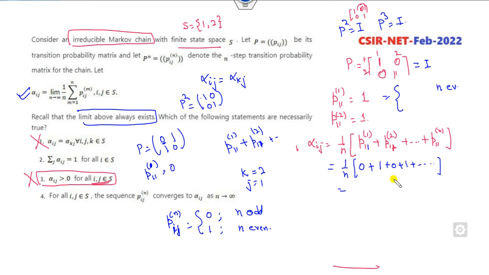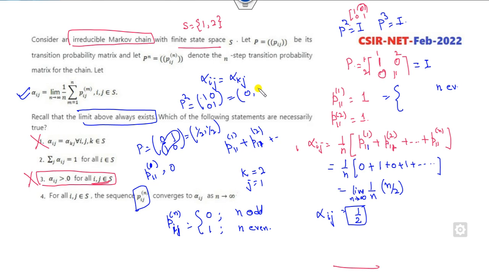How many 1s are there? It will be n by 2. So as n approaches infinity, the answer is half. So alpha ij will be half: the limiting probabilities are half and half, including the diagonal entries. But the sequence P ij of n alternates between 0 and 1, so it can never converge. So this option is also cancelled. Now, looking at the second option, only the remaining option is left, so that will be the right answer.